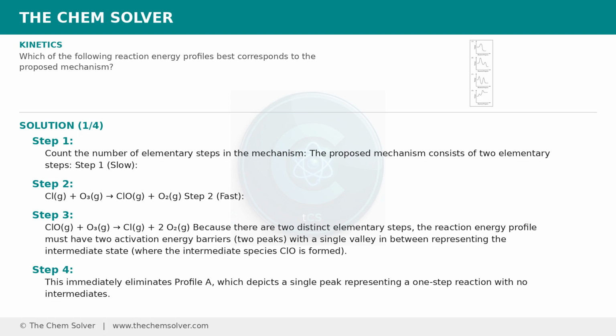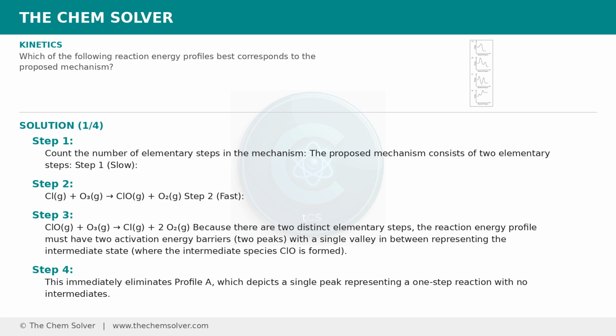Count the number of elementary steps in the mechanism. The proposed mechanism consists of 2 elementary steps. Step 1. Slow: Cl plus O3 gives ClO plus O2. Step 2. Fast: ClO plus O3 gives Cl plus 2O2.